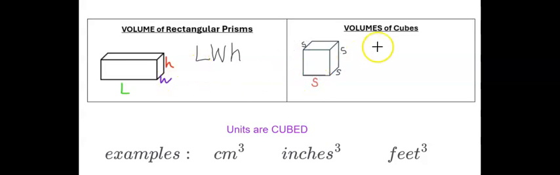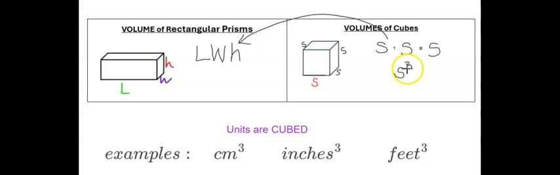So if we're trying to find the volume, it would be a number times itself again. Length, width, and height are all the same. So we're applying this formula, but your numbers are going to match. And since you're multiplying repeatedly by S 3 times, the formula we expect you to use is S to the 3rd power. You should understand where that comes from, because it's a cube. It's special.